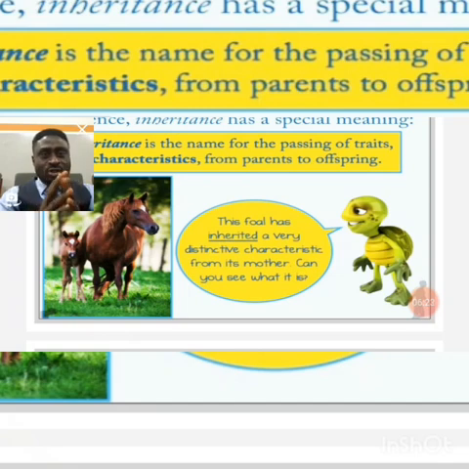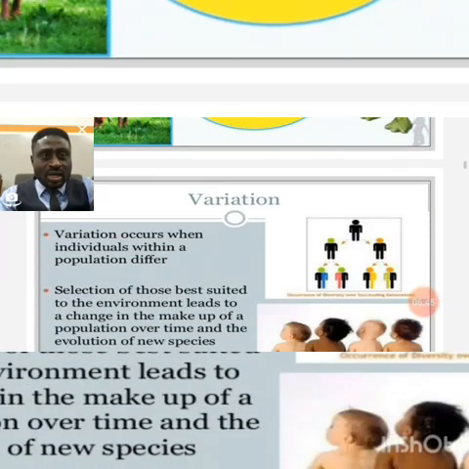Now look at this picture of a foal and its mother horse. You can see that they look alike in every sense: both the color, the patches of white on the forehead, the fur color, and so many other features. But if you take a closer look, you can see differences in terms of size, maturity, and so on. Those are the variations you can see in a given species.